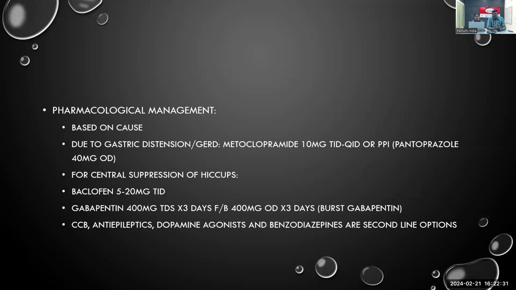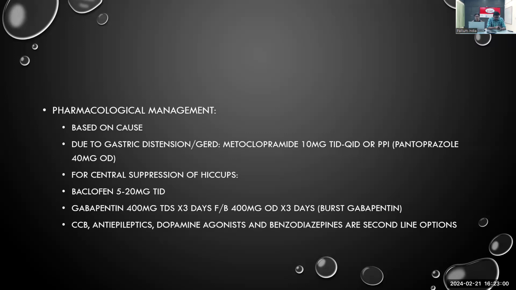So pharmacological management. Again, this will be based on the cause of the hiccups. We took a look at a lot of it. If it's caused due to gastric distension or if it's due to reflux, then definitely we can go for a prokinetic. Perinorm, metoclopramide is the generic name. Perinorm is a tablet, 10 milligram. You can give it thrice a day or up to 4 times a day. And for gastritis, you can give Pantop, one tablet in the morning, half hour before food.